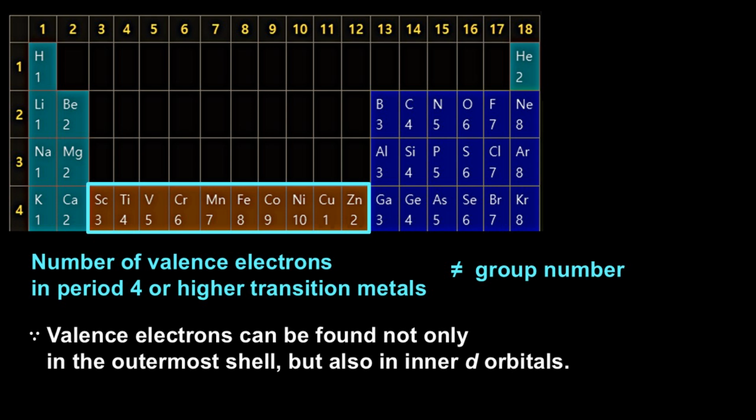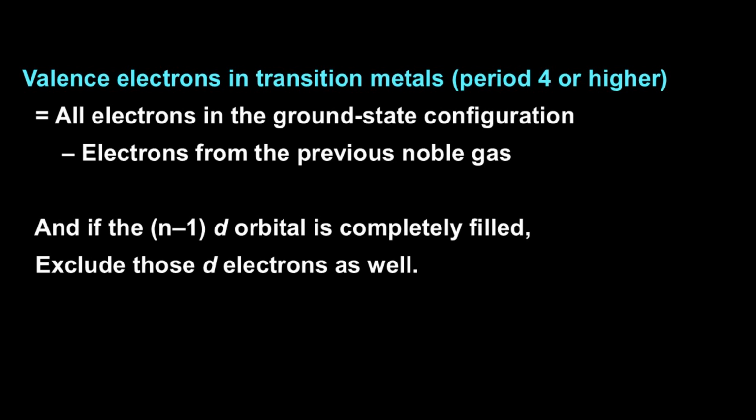Now, things get a little tricky when we start looking at transition metals. In these elements, the number of valence electrons doesn't always match the group number. That's because some of the electrons that take part in bonding aren't just in the outermost shell, they can also come from inner orbitals, like the d orbitals. So, how do we figure out the number of valence electrons for transition metals, especially in period 4 and beyond?